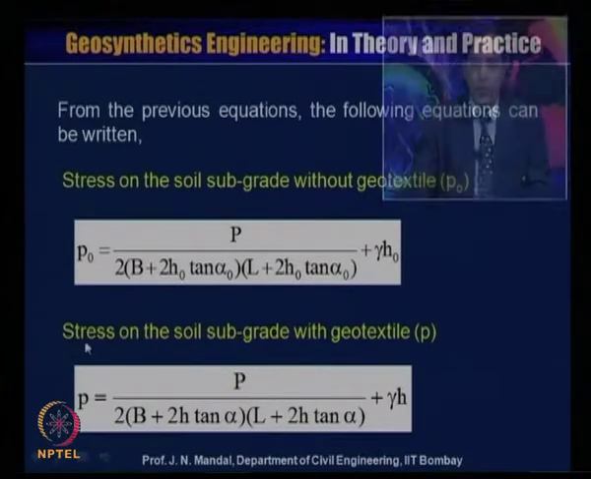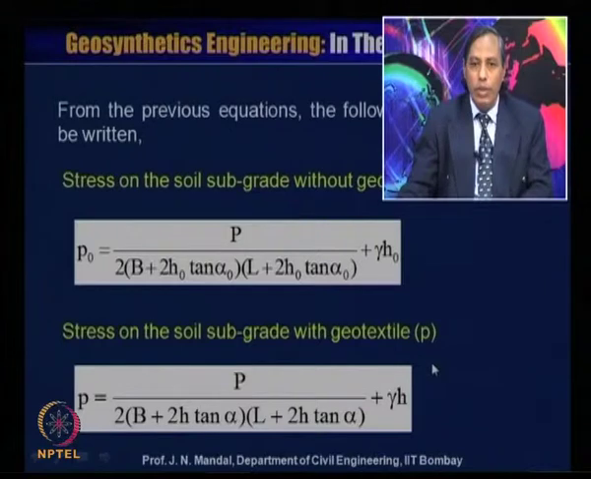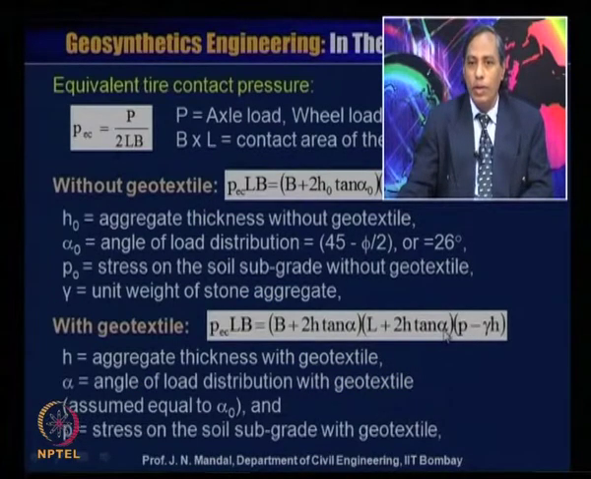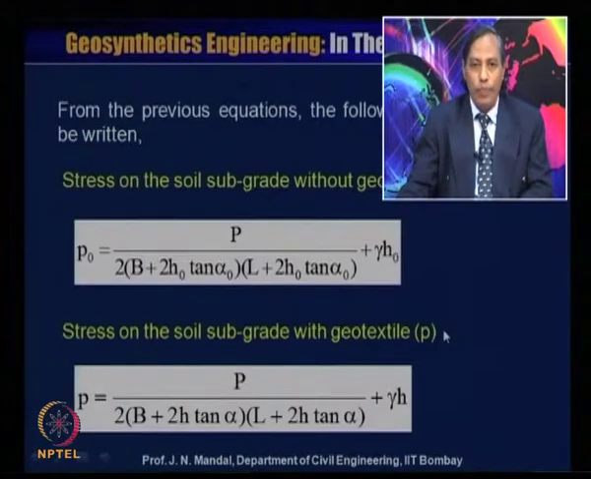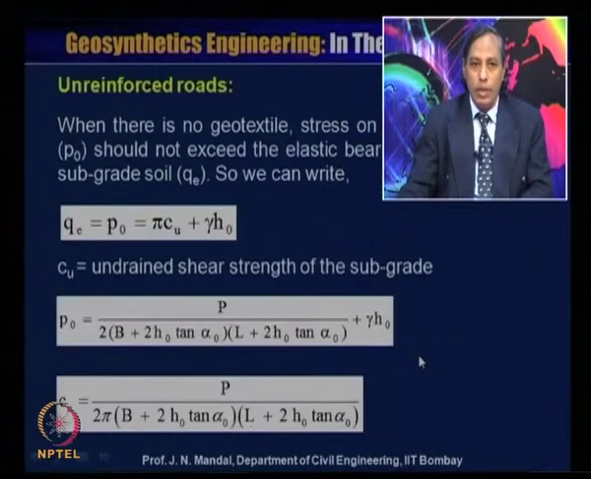Now, similarly, stress on the soil subgrade with geotextile is P. So, P will be equal to P capital divided by 2 into B plus twice H tan alpha, L plus twice H tan alpha, into gamma of H. So, from this also you can determine. So, we know what will be the stress on the subgrade soil with and without geosynthetics.